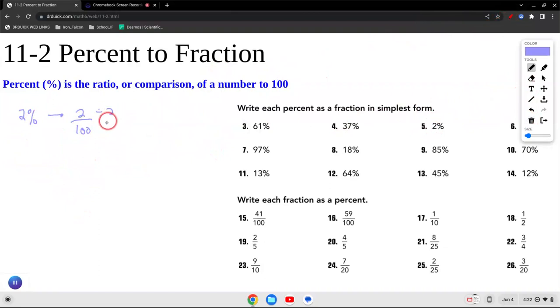But I can divide both, and this is how we did factoring. It's kind of what it looks like. Divide both by 2, you get 1 over 50. That would be the answer, 1 over 50. Let's grab another one that's a little interesting, like 85%.